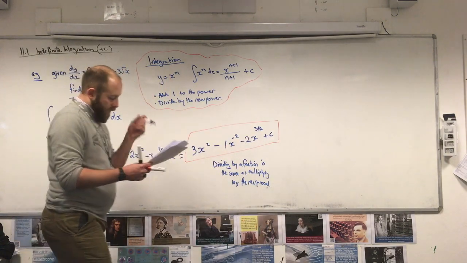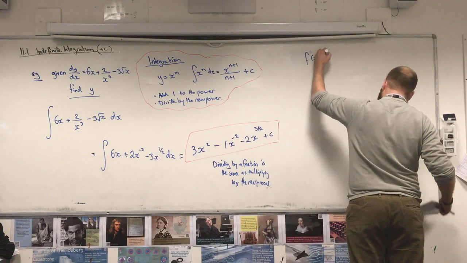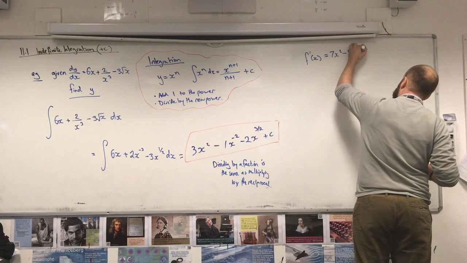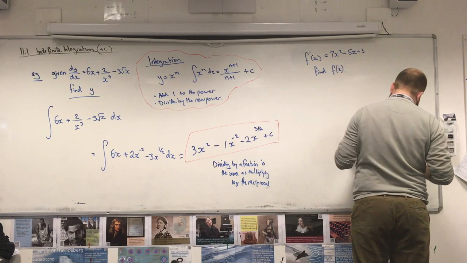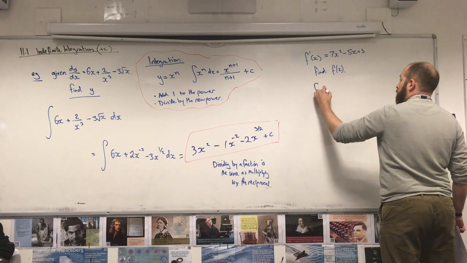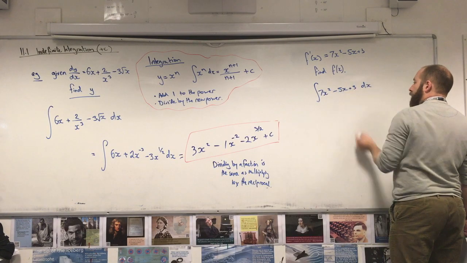Right, let's try another one of these. We'll go over it for this time. So we're told the differential of x, the gradient function, is 7x squared minus 5x plus 3. Find f of x. So we want to find f of x, we're going to integrate that. So integral of 7x squared minus 5x plus 3 dx.